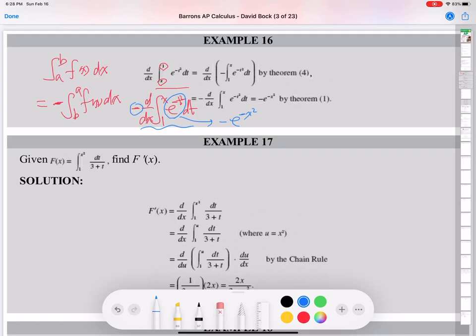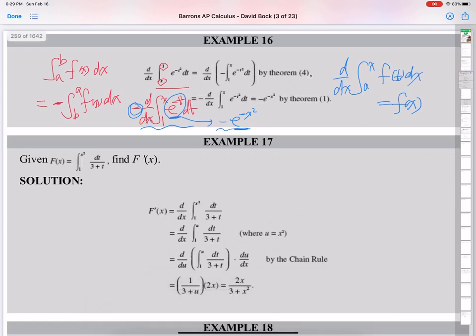Still using the fundamental theorem one more time. D over dx of the integral from a to x of f(t) dt should be equal to f of x. So this is f(t), this is f of x. But there's a negative sign in front of the integral because I switched the top number and bottom number. That's why the final answer is negative e to the negative x squared.